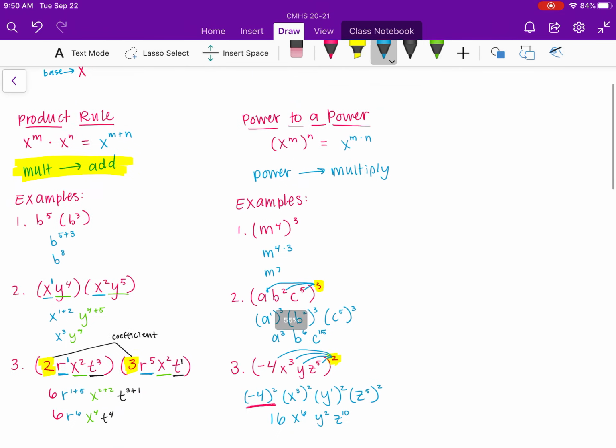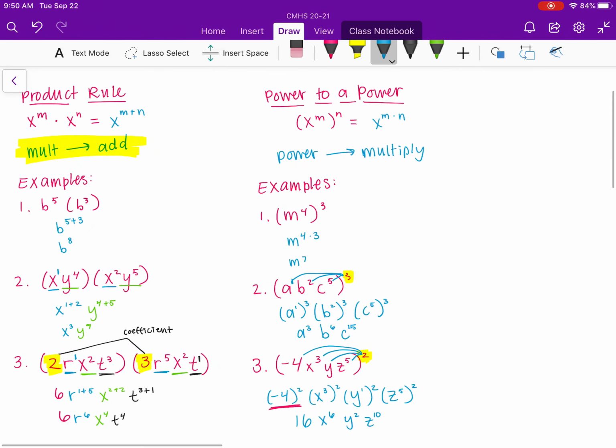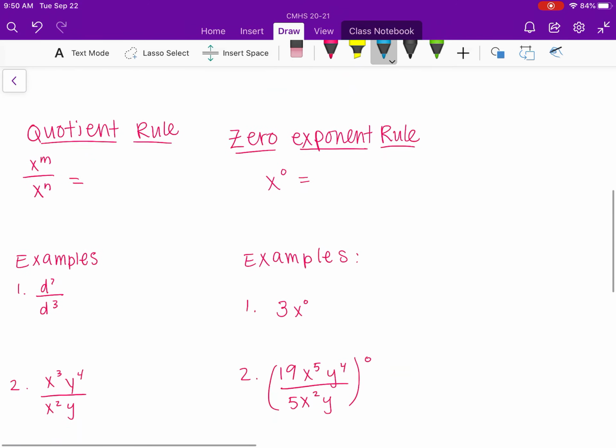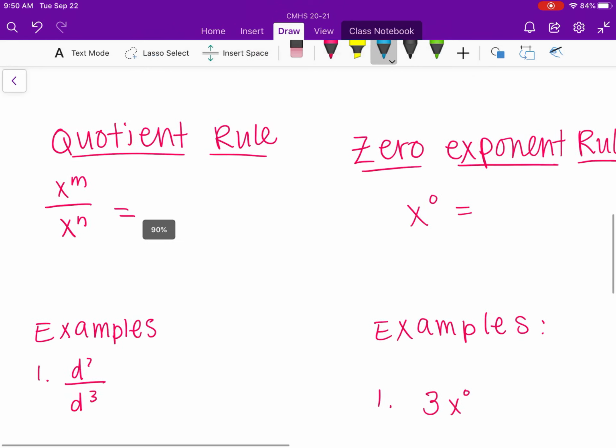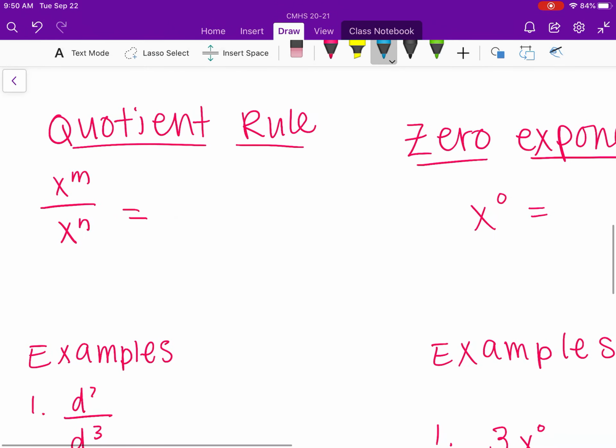So that is the multiplication ones. Now we're going to go down to the division ones. I promise it's not that much left. So this one is called the quotient rule. What we're doing is we're dividing. However, I'm sure you figured it out by now, we're not actually dividing. We're going to do a trick where we write the base and then we do m minus n.